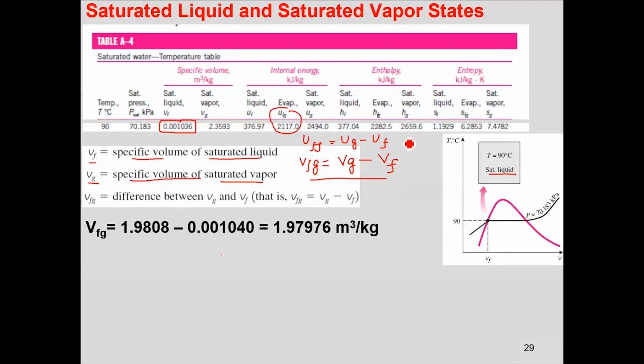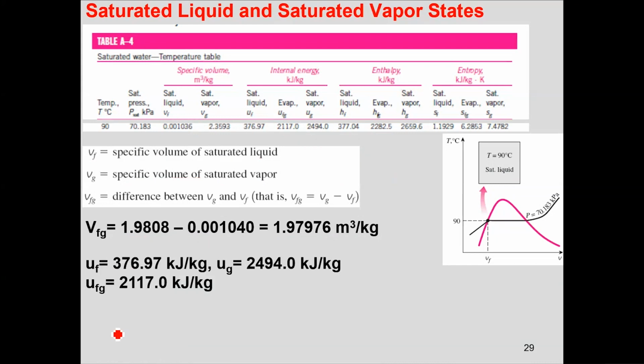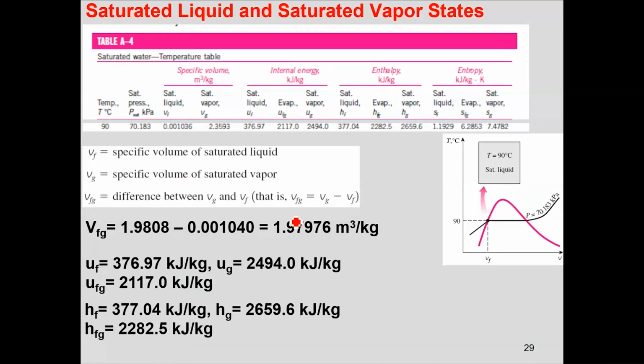So these values are basically not for 90 degrees centigrade. Maybe they are for 100 degrees centigrade, so don't confuse yourself. This Uf, Ug, and Ufg, they are for 90 degrees centigrade. Similarly, Hf, Hg, and Hfg are for 90 degrees centigrade.